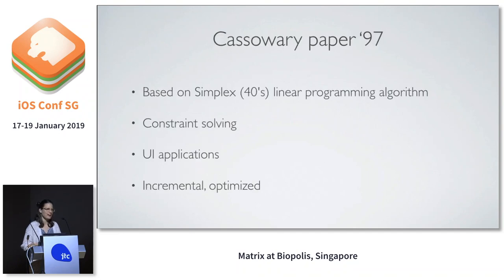The paper I was reading and later on we discussed is called Cassowary from 1997. And the connection between simplex, because I've been using the words simplex and Cassowary: Cassowary is a more specialized version of simplex. Simplex is a linear programming problem solver algorithm from the 1940s. So it's a very old thing. You can imagine this is not something super complicated to do with computers today.